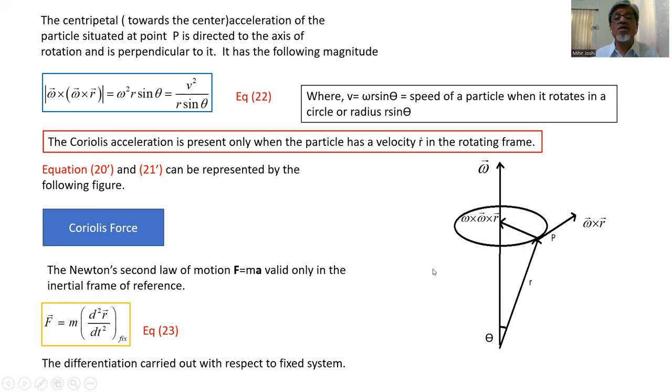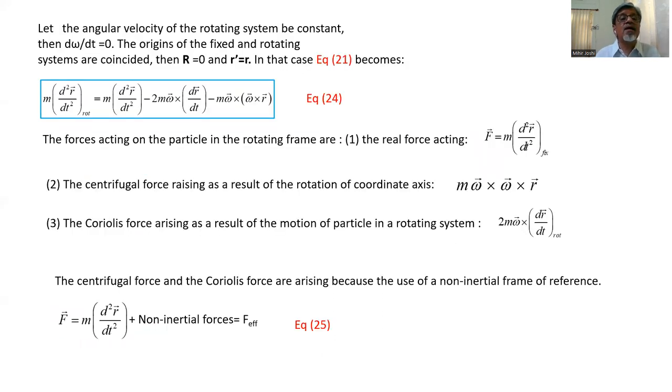Now we come to the Coriolis force, which is already derived. Newton's second law of motion, F equals ma, is valid only in the inertial frame of reference. So F is equal to m d2r by dt square fixed. That is equation number 23. The differentiation is carried out with respect to the fixed system, because it is valid only for the fixed system. Let the angular velocity of the rotating system be constant, then d omega by dt is equal to zero. And the origins of the fixed and rotating systems coincide, so capital R is equal to zero and r prime is equal to r.